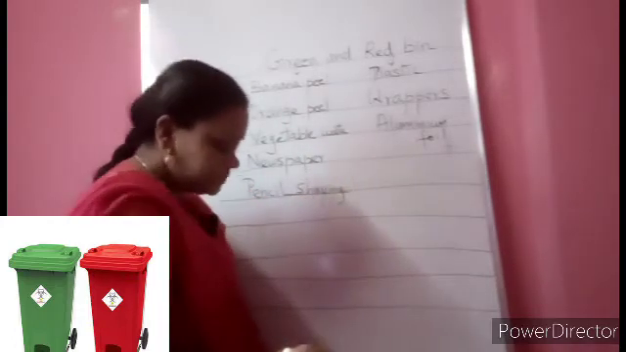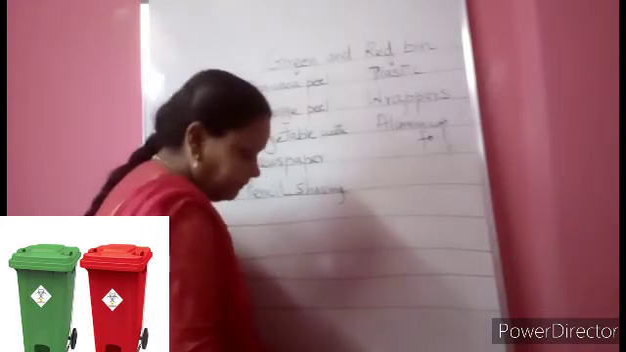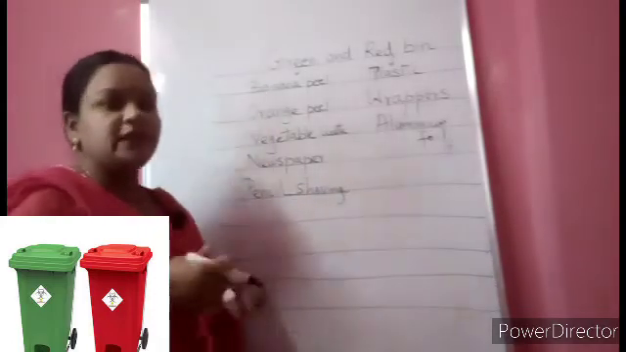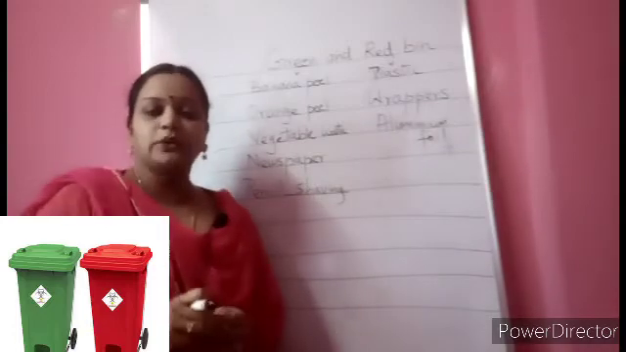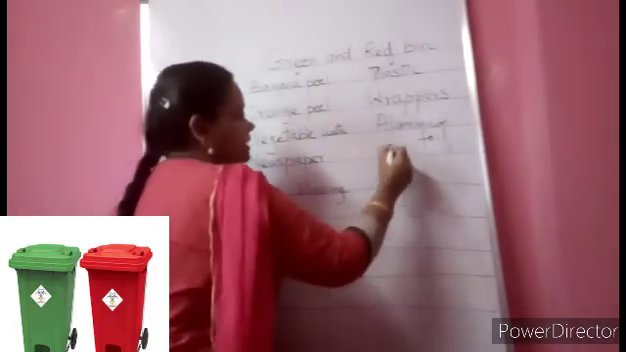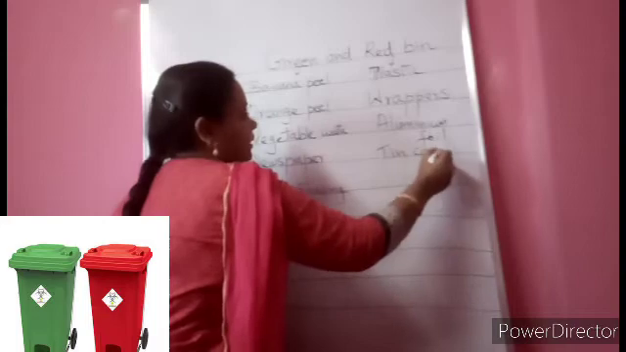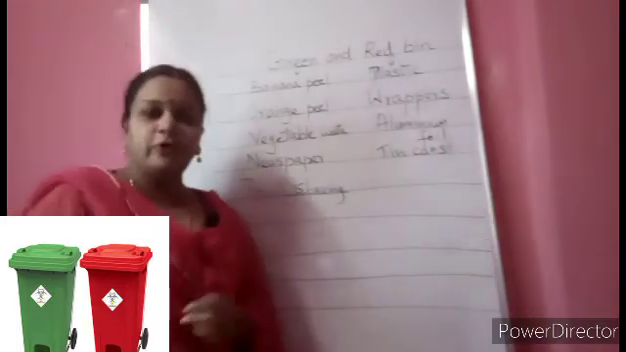Yes, here suppose metal is there, metal bottles, metal tins like Coke tins and all, those tin cans should go to the red bin. Why these two types of bin, do you know, children?